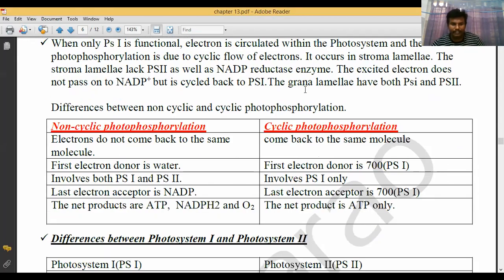See the differences between cyclic and non-cyclic phosphorylation. Actually, in the textbook they did not give this topic as differences, but gave them separately. In exams they will ask this question, that's why I am taking this one. If you study this perfectly, this is what you will write. In non-cyclic photophosphorylation, electrons don't come back to the same molecule.